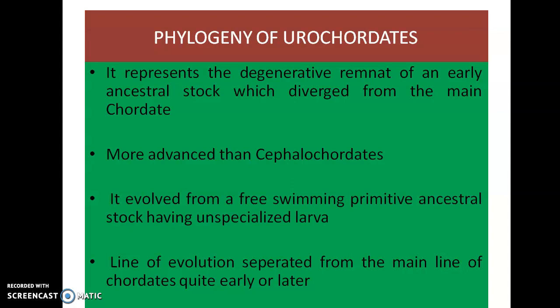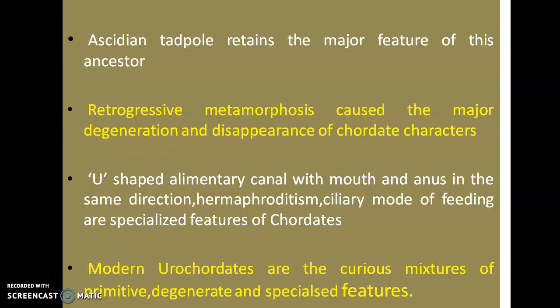Phylogeny means the evolutionary history of Urochordates. It represents a degenerate remnant of an early ancestral stock which diverged from the main chordate line. Urochordata is somewhat more advanced than Cephalochordata, which means it shows more advanced chordate characters than cephalochordates. It evolved from a free-swimming primitive ancestral stock having an unspecialized larva. The line of evolution separated from the main line of chordates quite early.